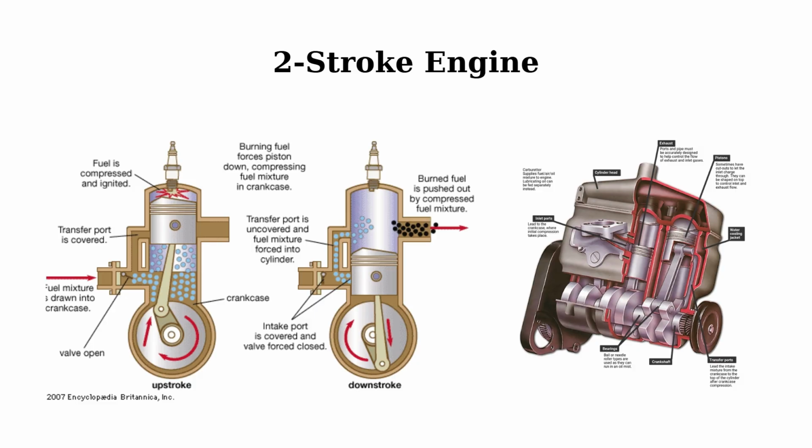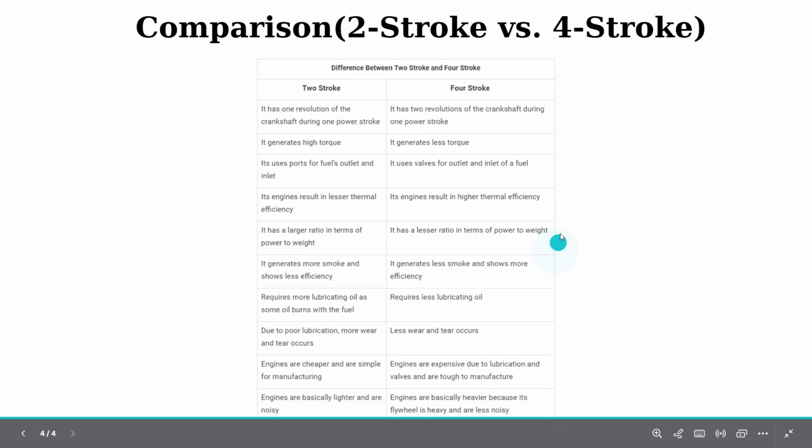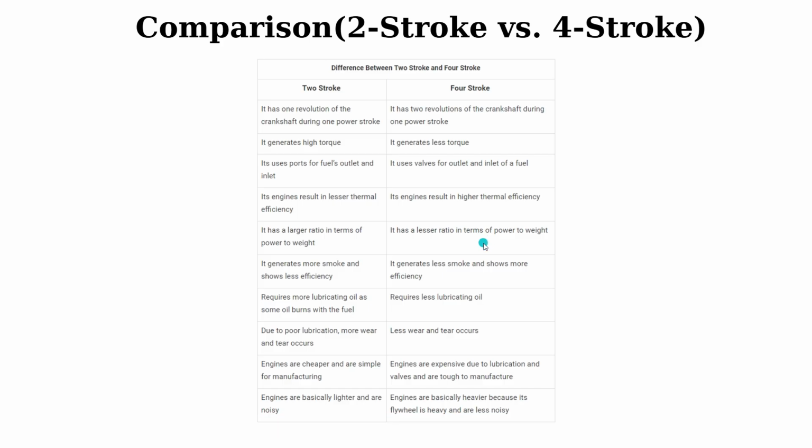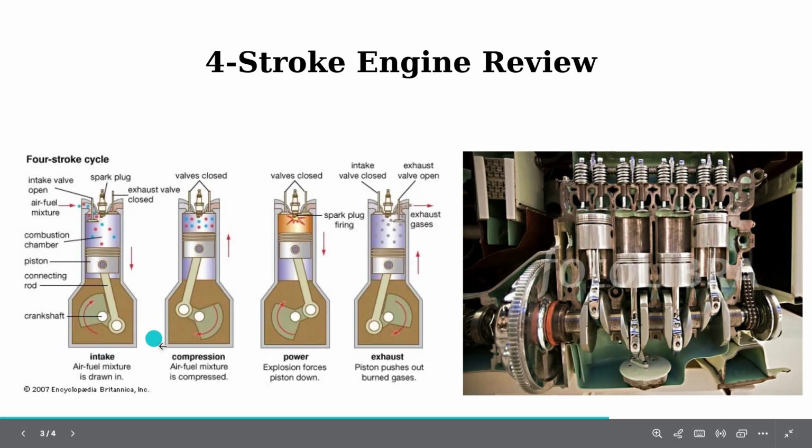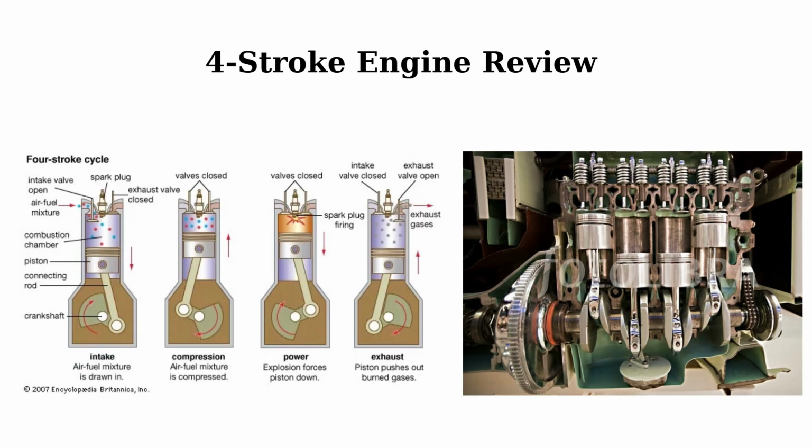In the next part of the lesson, I will compare two-stroke and four-stroke engines in more detail to understand their differences clearly. But before this, I want to review for you. A four-stroke engine is a type of internal combustion engine that completes its working cycle in four separate piston movements. Each movement is called a stroke, and together they form a complete cycle.